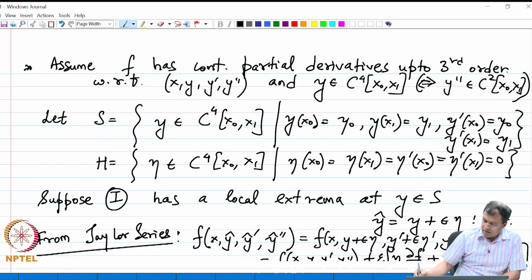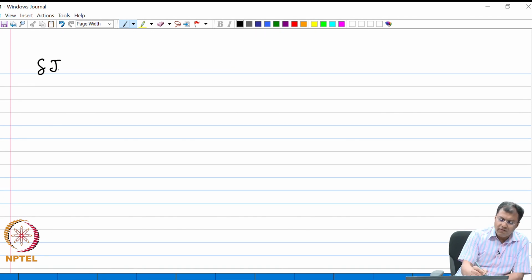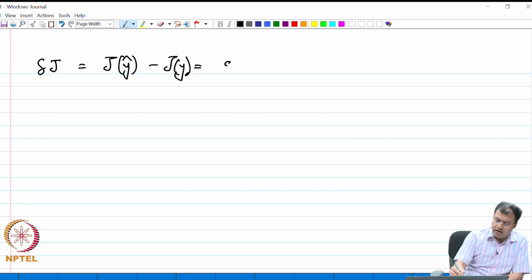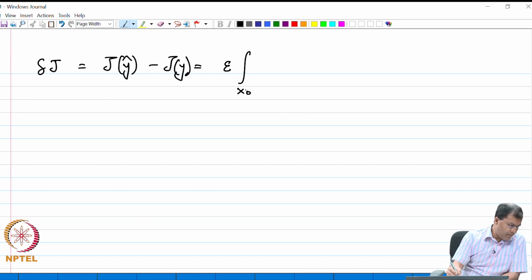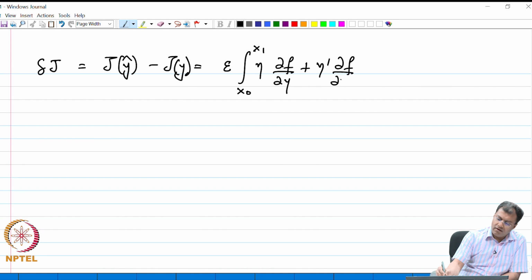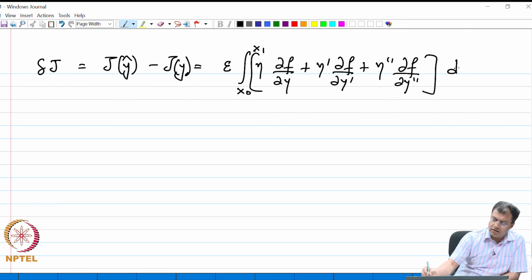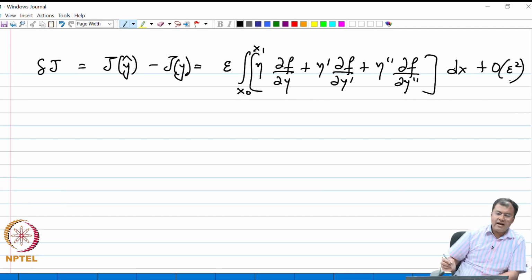Okay. So, which means that my variation in the functional, which is J of y hat minus J of y, will be the necessary integration, and after plugging in the values of the integrand via the Taylor series, we get that up to first order the right hand side becomes the integral from x 0 to x 1 of eta del f del y plus eta prime del f del y prime plus eta double prime del f del y double prime, right, times dx plus order epsilon square terms, right.